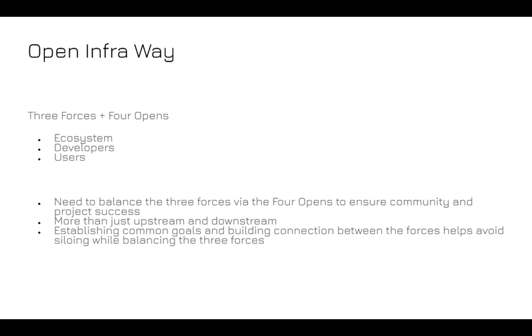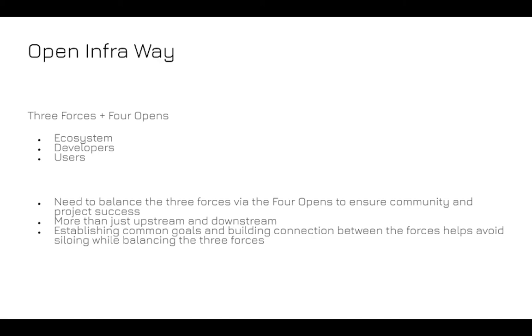But thinking about the developers, it's more than just upstream and downstream. And balancing all of these 3 things together, establishing common goals and building connection between them is what helps avoid siloing, which we've encountered in OpenStack as being a huge problem. Siloing is detrimental to any software. You need all 3 of these forces to be able to voice their opinions and influence the software in a 4 opens sort of way, so that your software will flourish and continue to grow.